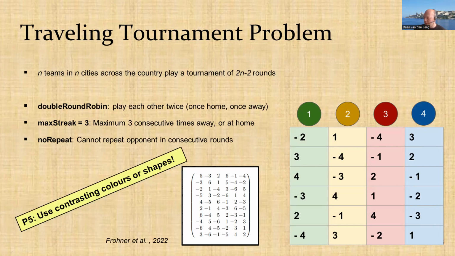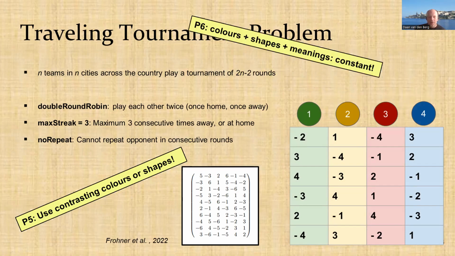Now, one of the important things to note here is that you use contrasting colors or shapes for your figures. Personally, for me, this is non-contrasting enough. I'm slightly colorblind and I can hardly see the difference between column 1 and column 3.